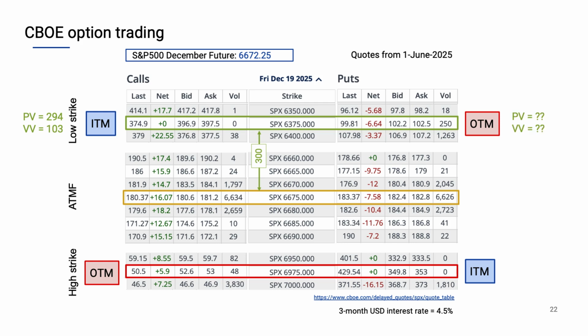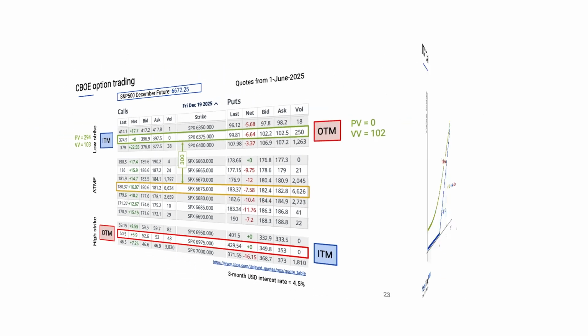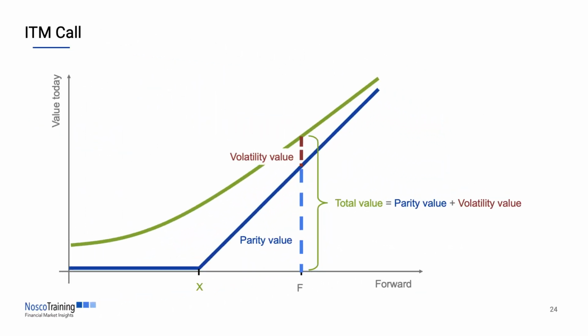Now consider the green put with the same strike. Since it is out of the money, it has no parity value and consists entirely of volatility value. With a mid-market price of about 102, its volatility value is approximately 102. It's always good to visualize something in a graph. So let's use an option diagram to visualize the decomposition of the total value of the green in the money call. The total option value can be split into 2 components.